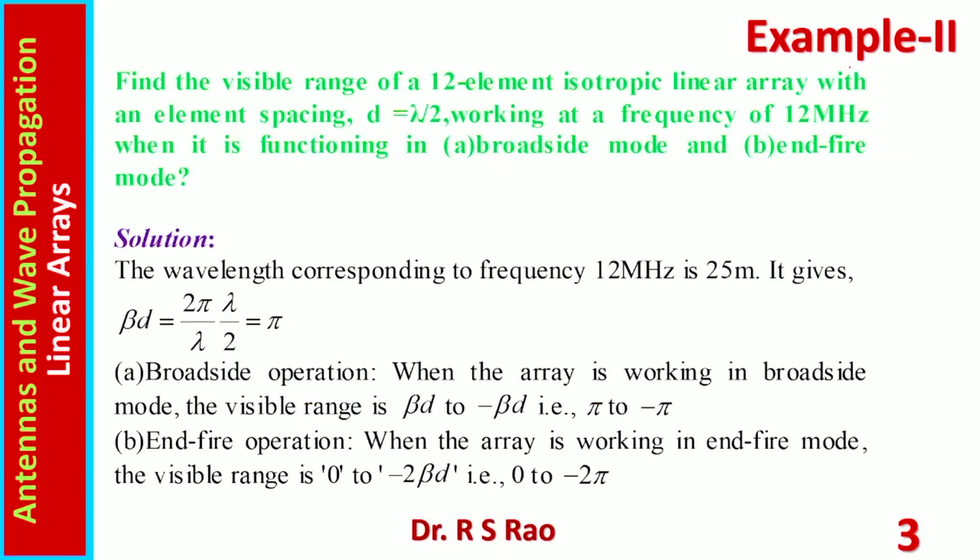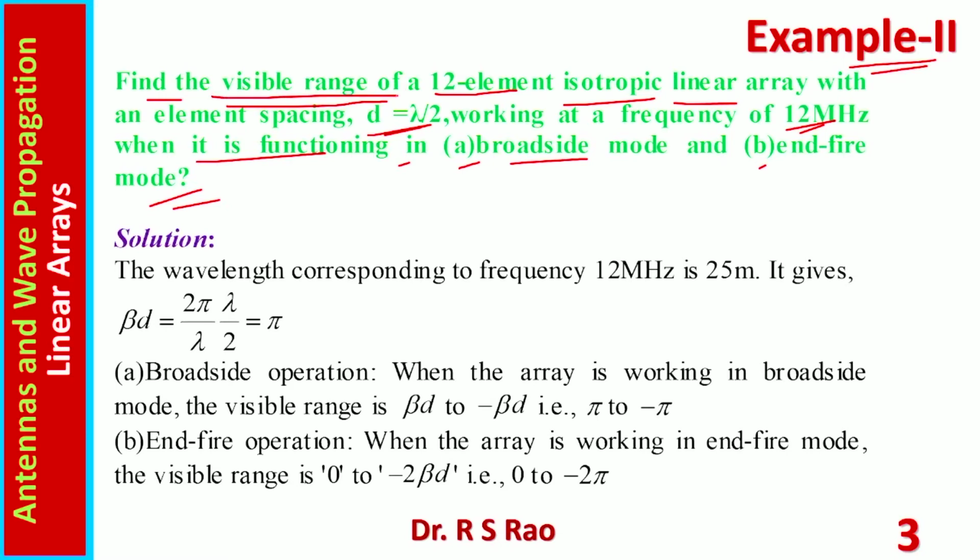We move to another problem, example 2. Find the visible range of a 12-element isotropic linear array with an element spacing d equal to lambda by 2, working at a frequency of 12 megahertz when it is functioning in A. broadside mode, B. end-fire mode. There are two parts in this problem. We have to do this problem for broadside mode of operation. Then we also have to do this problem for end-fire mode of operation. Find the visible range. This is the problem.